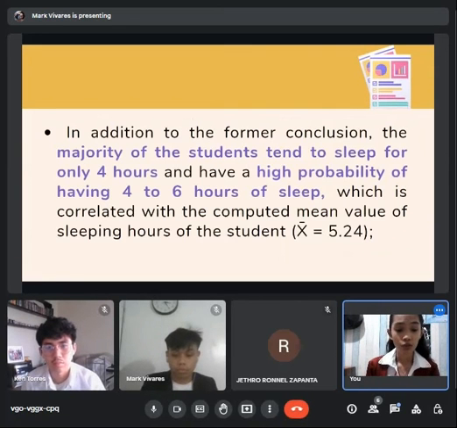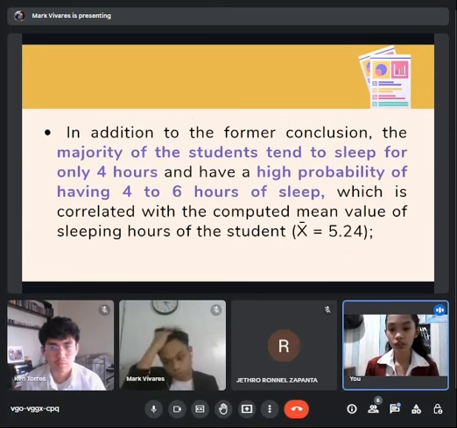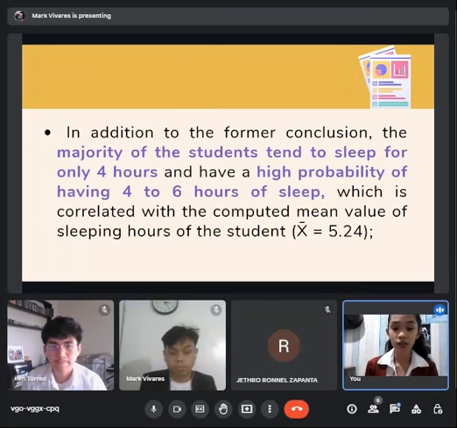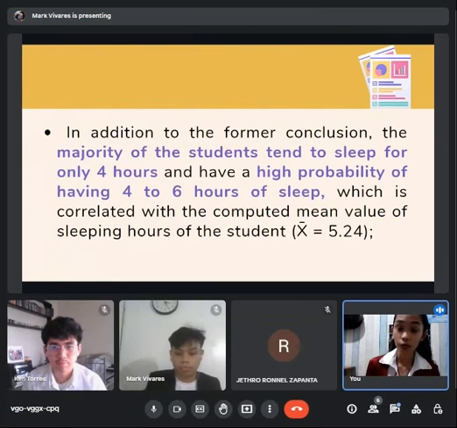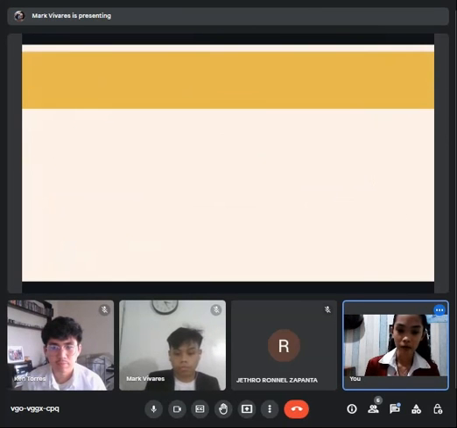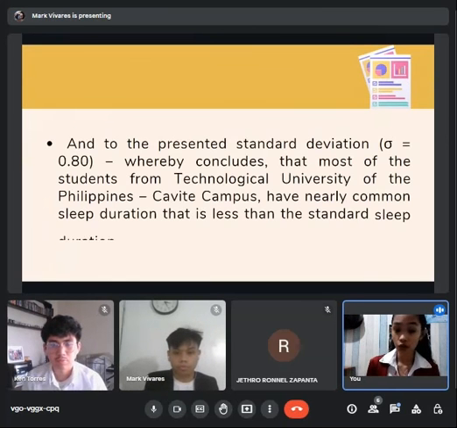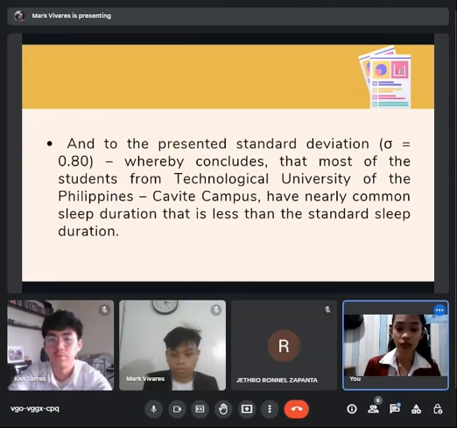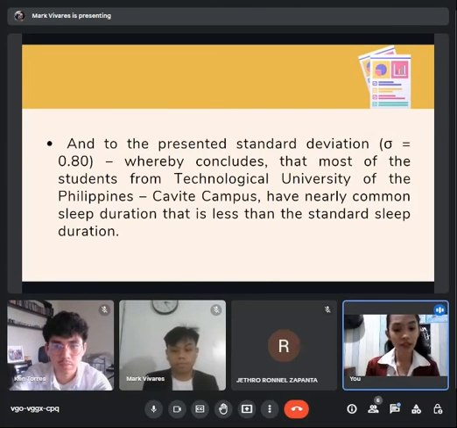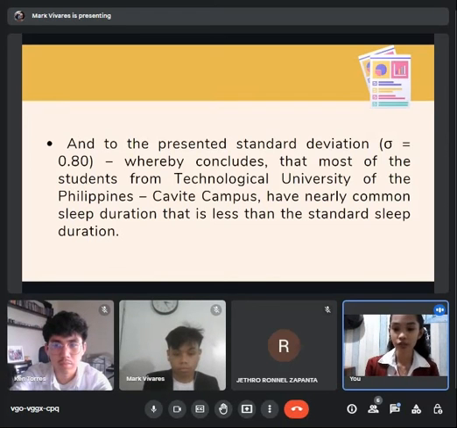And in addition to the former conclusion, the majority of the students tend to sleep for only 4 hours, which is far from the standard sleep duration, and have a high probability of having 4 to 6 hours of sleep, which is correlated with the computed mean value of sleeping hours of the students, which is 5.24, and to the standard deviation, which is 0.80, whereby we conclude that most of the students from our campus have a nearly common sleep duration that is less than the standard sleep duration.